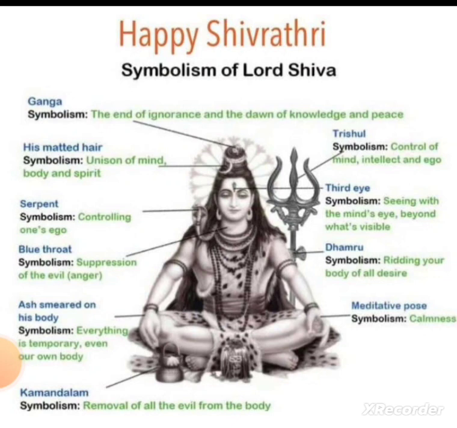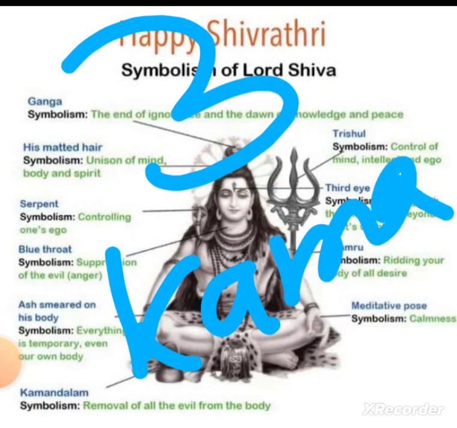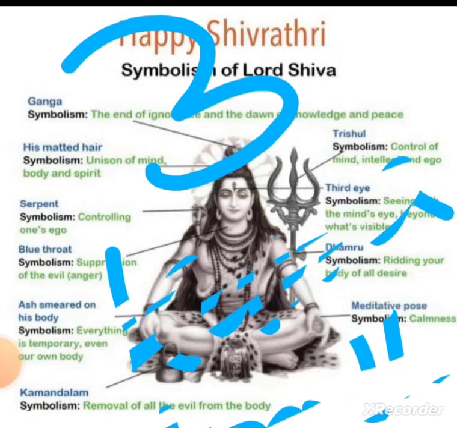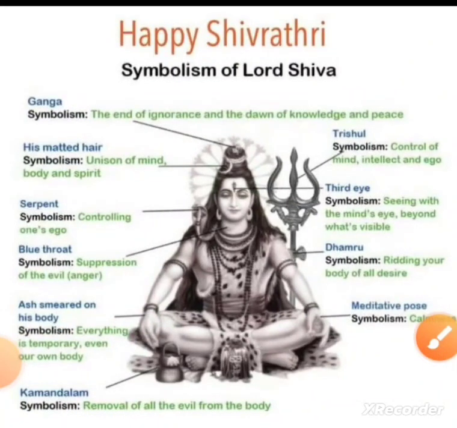Then slowly we now move on to the aspect of Trishulam: Kama, Krodha, Lobha. These three are very dangerous. Kama, Krodha and Lobha will be conquered by the Trishula. Please remember that. It's very important. Kama, Krodha and Lobha. Please try to overpower that by meditating on the Trishula.